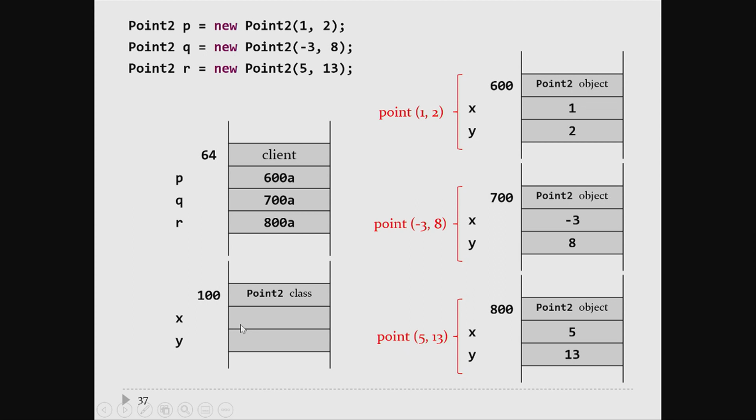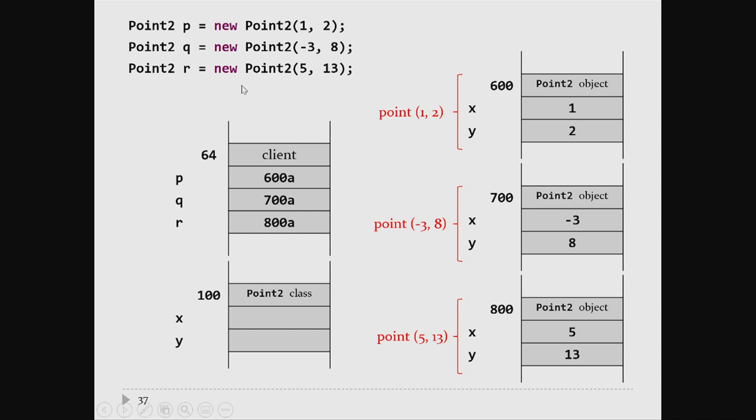So there's both. All of these objects are reference types, but their fields X and Y, those are all primitives. So there's actually both things going on here.